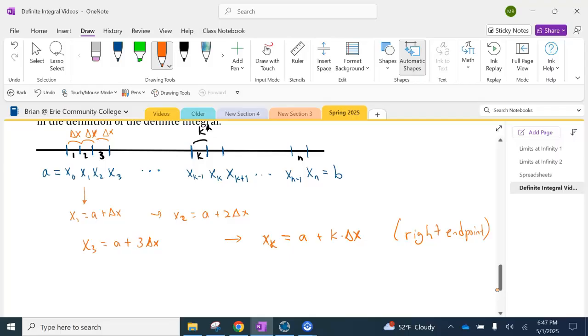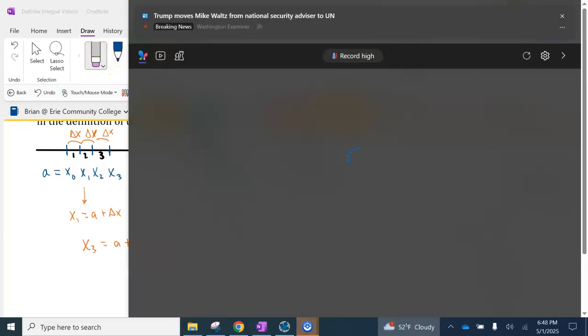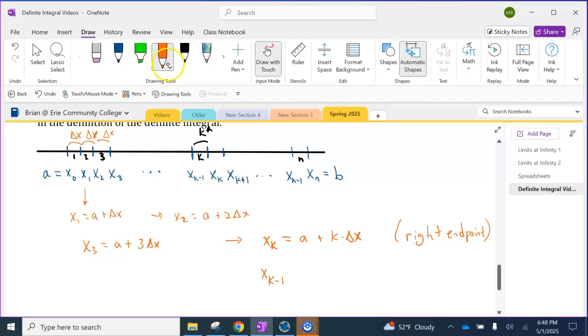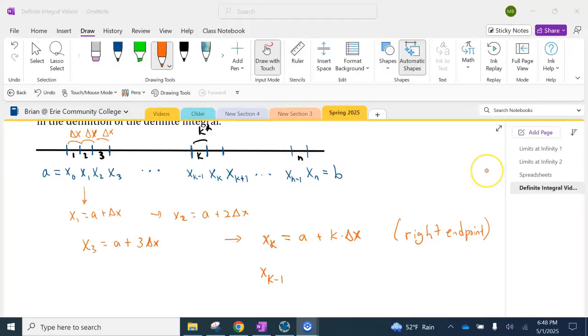To get to the left endpoint, we're just going to go one less, x sub k minus 1. It's just going to be one less, right? So it's going to be just replacing k by k minus 1. K minus 1 steps of size delta x. That's going to be your left endpoint.